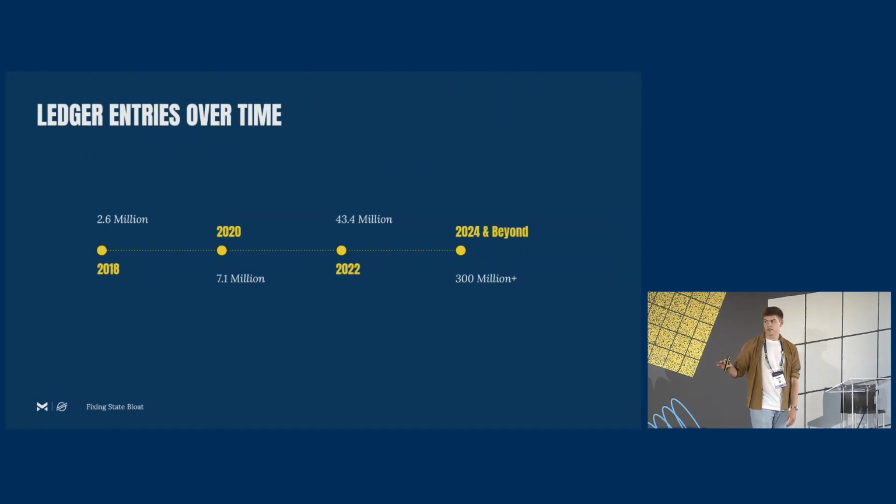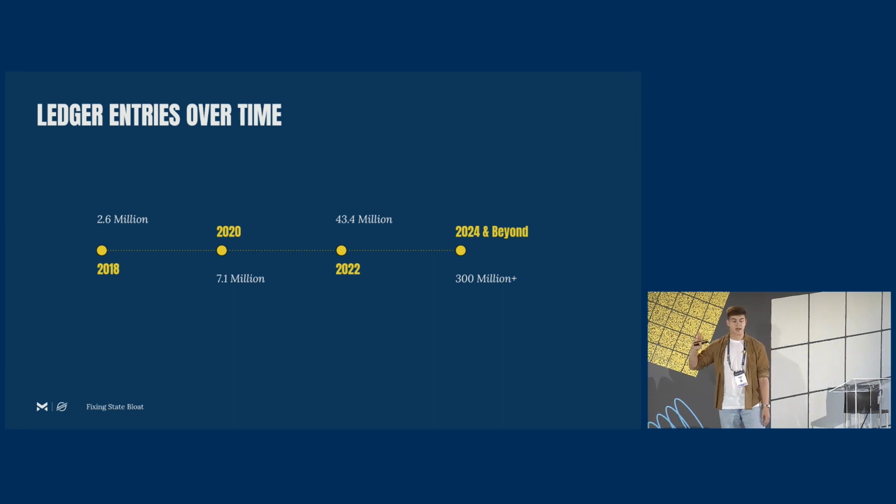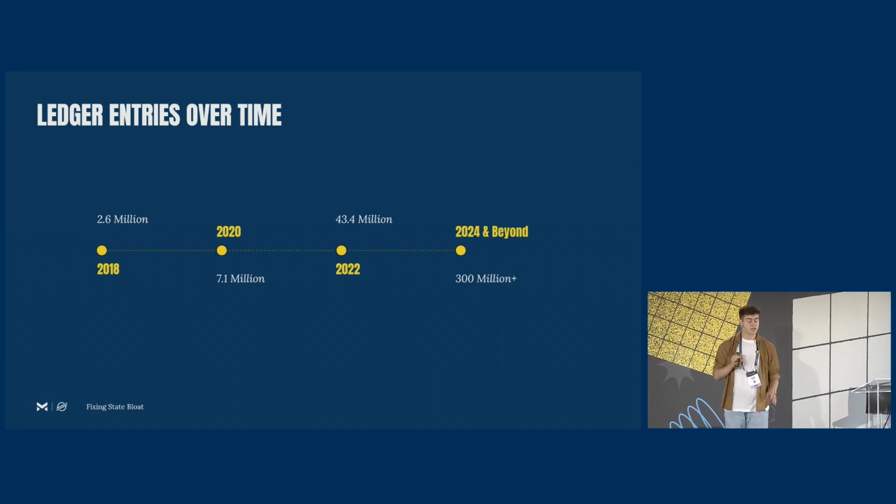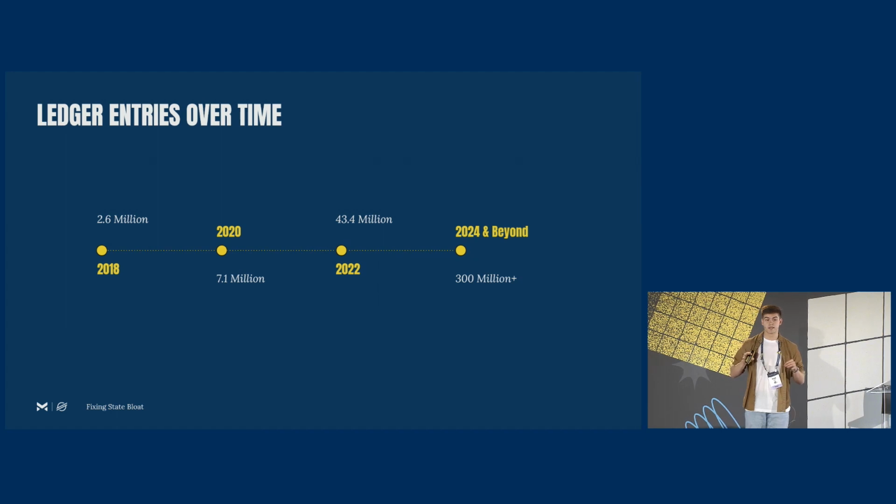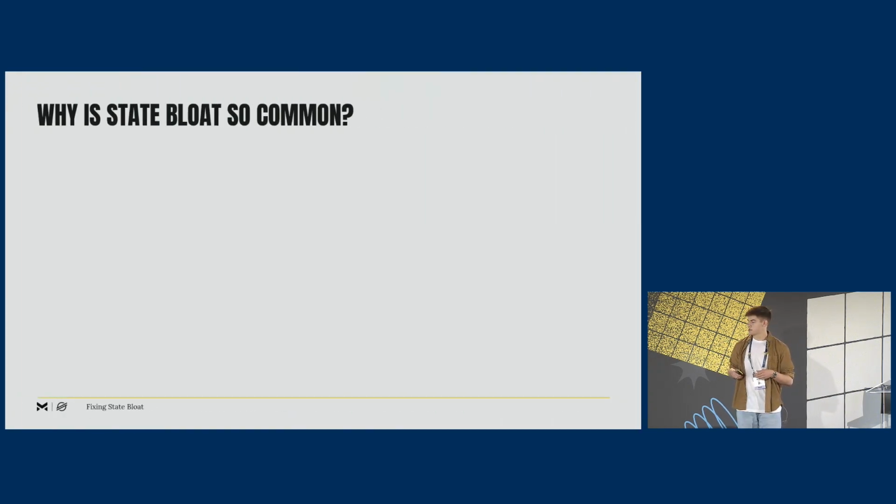Now, as you can see here, the amount of state that we have to store has increased exponentially over time. Additionally, with the introduction of Soroban, we expect not only the number of these entries to continue to increase, but the size of these entries to increase as well, further amplifying this issue. So before we actually find a solution to state bloat, I think it's important to first understand the root causes as to why state bloat happens.